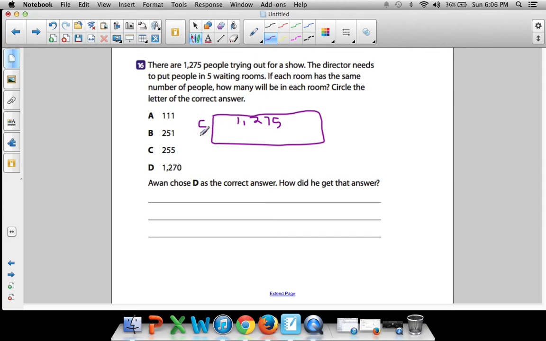Now, I like to think of this as counting by 5s, but with extra zeros at the end. For example, 5 times 10 can get you 50. But what could 5 times 100 give you? That can get you 500. And 5 times 1,000 can get you 5,000. So you got to start thinking that way.